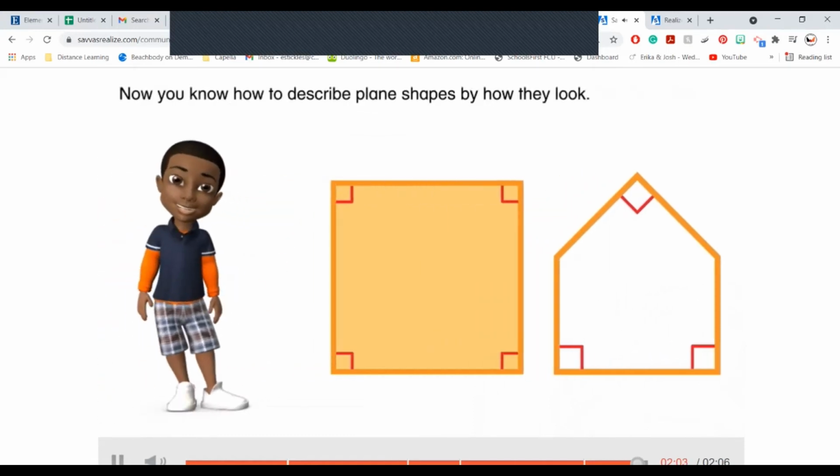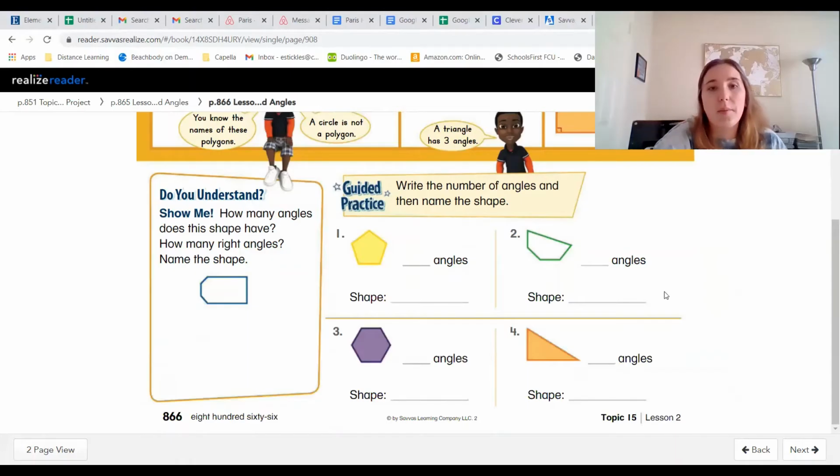Now you know how to describe plane shapes by how they look. So let's go practice. Okay, so we're starting on page 866. So if you need to grab your workbook and your pencil, you can pause me now and go do that. And we're going to do the guided practice down here. It says write the number of angles and then the name of the shape. So we need to count the number of angles. So I have 1, 2, 3, 4, 5. So this shape has 5 angles. What shape has 5 angles or 5 sides and 5 vertices? Pentagon. So we're going to say pentagon.